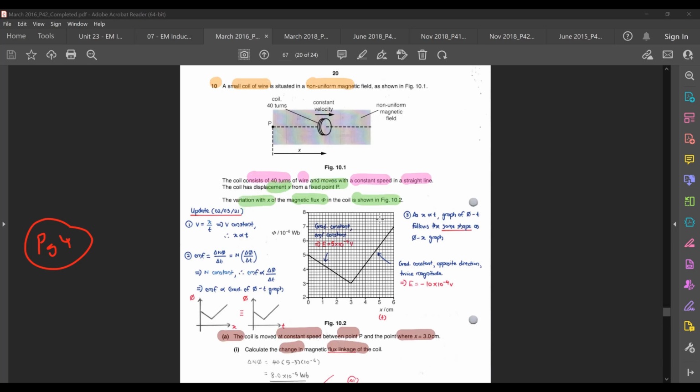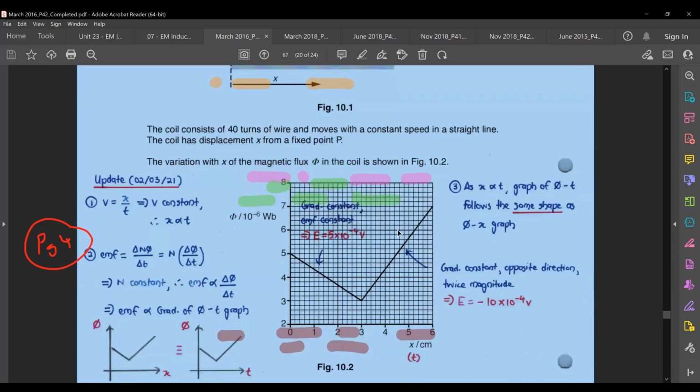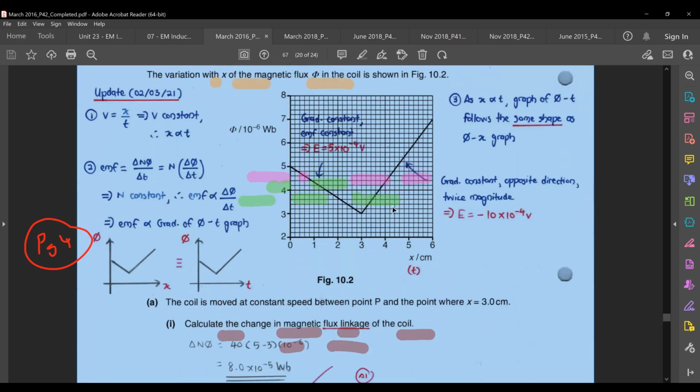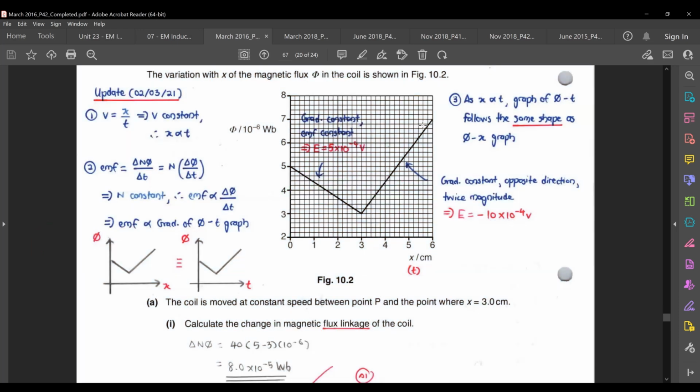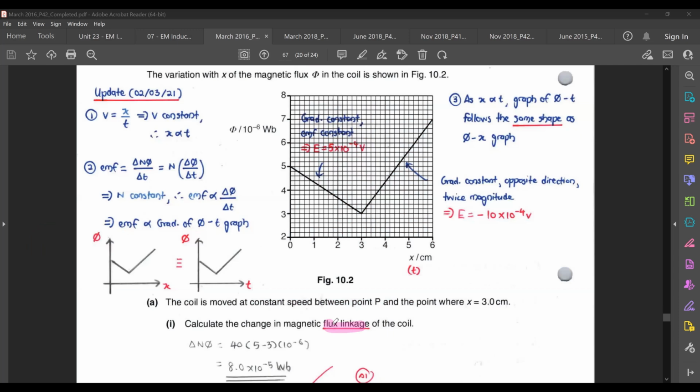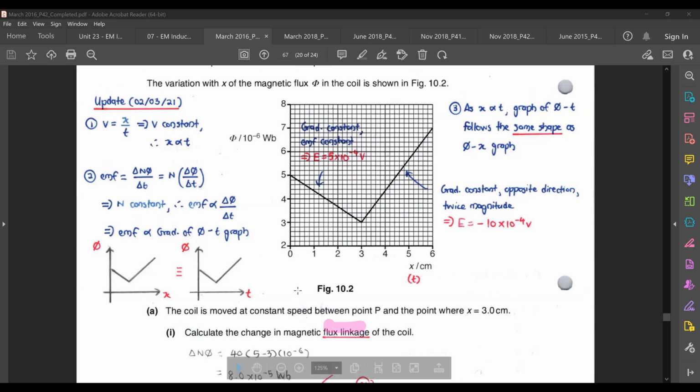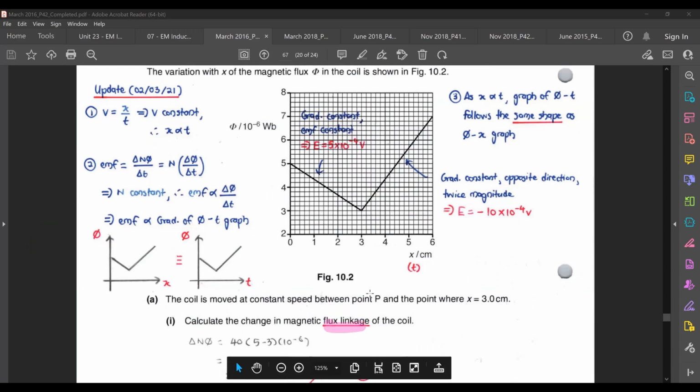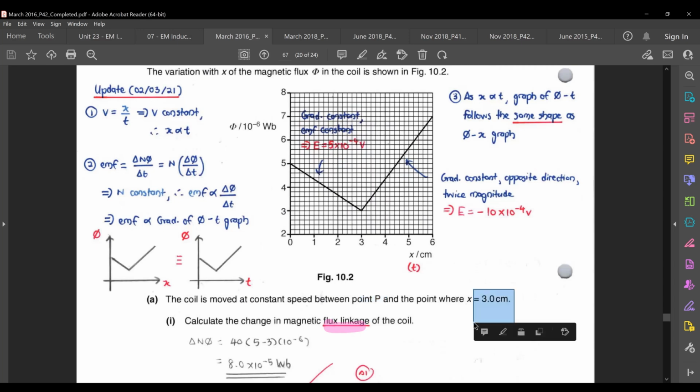So the core is moved at constant speed between point P and the point where x is equals to 3 centimeter. Calculate the change in the magnetic flux linkage of the core. So you again want to look at the change in flux linkage. They're not asking you about the change in flux, they're asking you about the change in flux linkage. So if anything, this is the term that you need to be careful about in your question. Are they talking about flux change or flux linkage change? So if you read the question, they want the flux linkage change between point P and x equals to 3 centimeter.